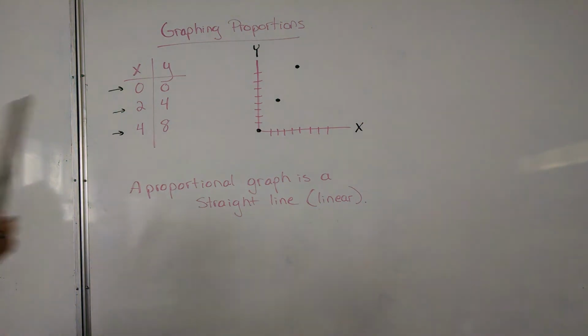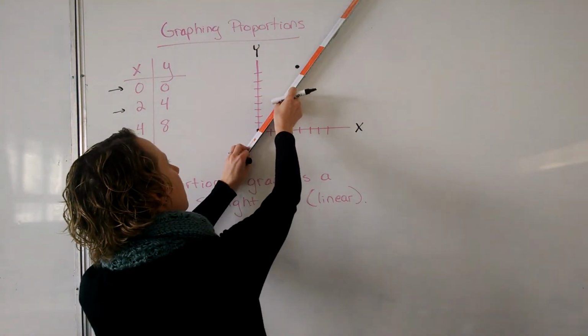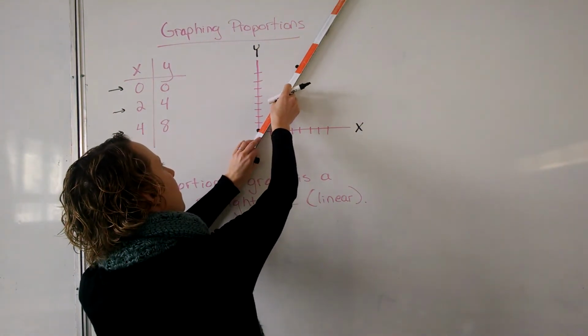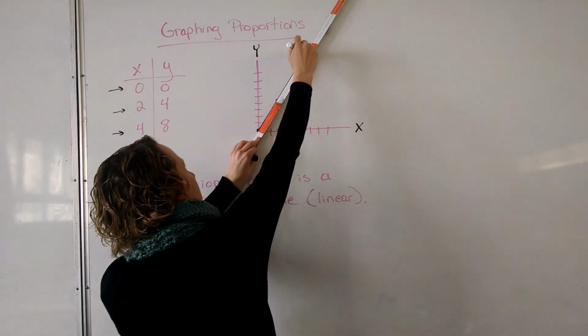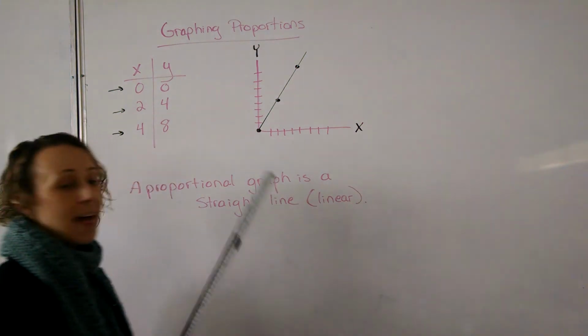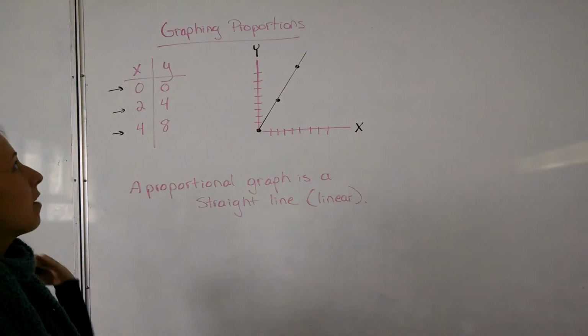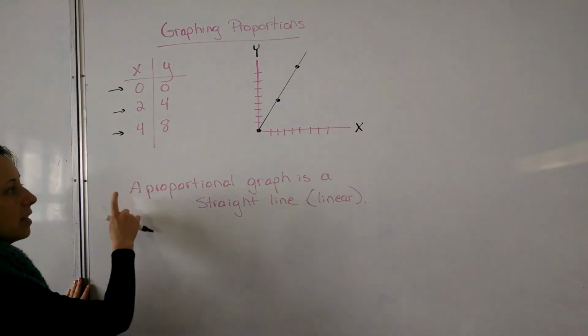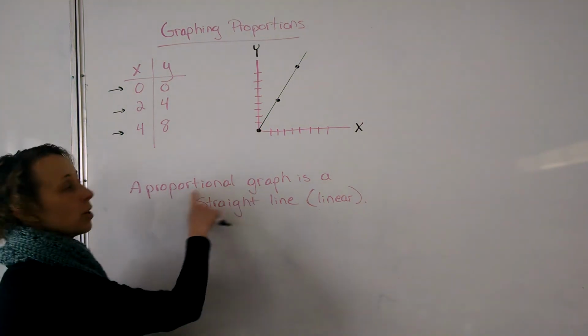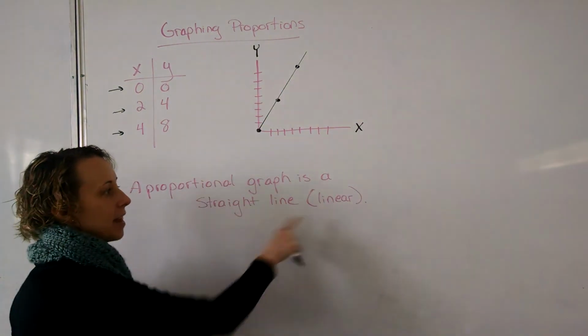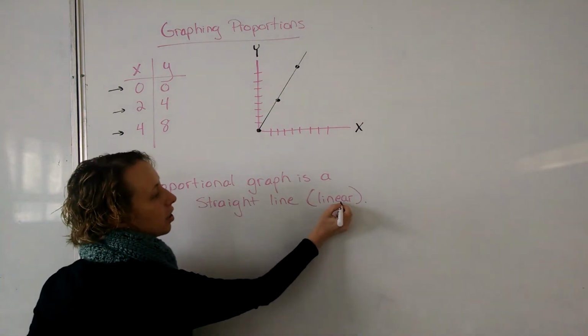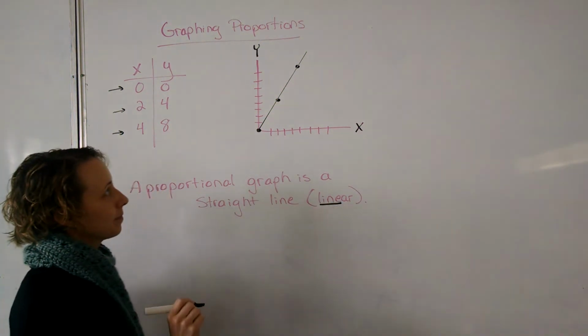And let's take my ruler and connect the dots now. I'm going to start at 0, put my ruler right along the dots, and just draw a line through them. That is a graph of a proportion. Notice, a graph of a proportion, a proportional graph, is a straight line. See that straight line? That means it's linear. Linear, meaning it looks like a line.